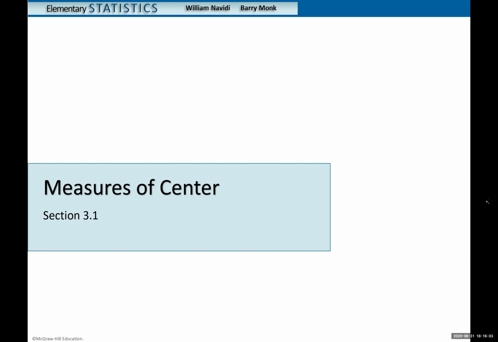Measures of center, 3.1; 3.2, measures of variability; and 3.3, measures of position. Measures of center, this chapter 3 is actually one of my favorite chapters. 3.1 measures of center. These are the most commonly used statistical formulas.